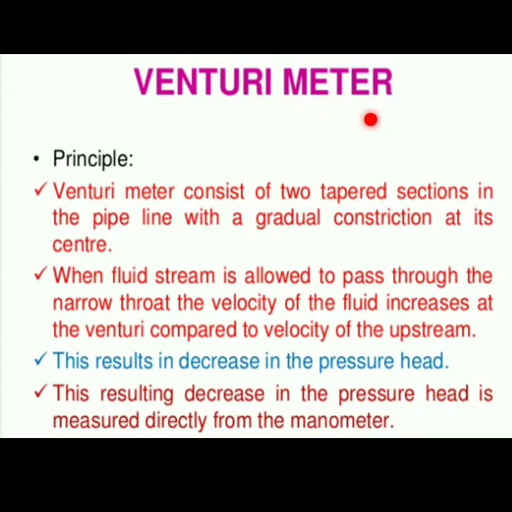The next point is the Venturi meter. First of all, the principle. What is the principle of this Venturi meter? This Venturi meter consists of two tapered sections in the pipeline with a gradual constriction at its center. When the fluid stream passes through the narrow throat, the velocity of the fluid increases at the venturi compared to the velocity upstream, and this results in a decrease in the pressure head, which is measured directly from the manometer.